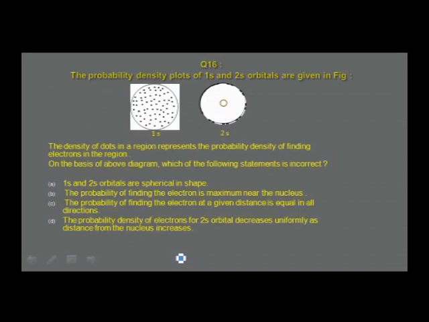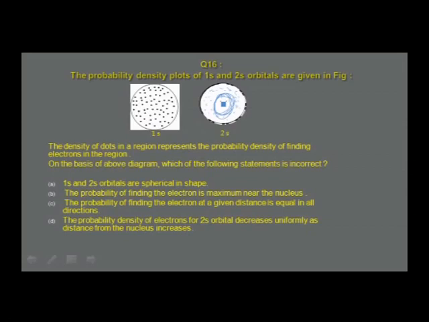The probability density plots of 1s and 2s orbitals are given in the figure. It has not come out properly, and there should be dots here. The dots are missing. Let me put the dots here. And this is the sphere, you will find, and this is what the actual diagram should be. The density of dots in a region represents the probability density of finding electrons in the region.